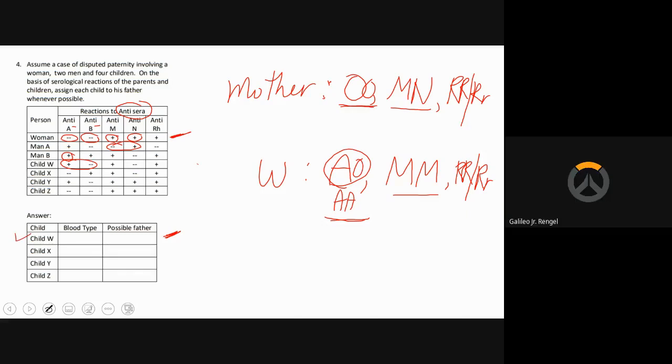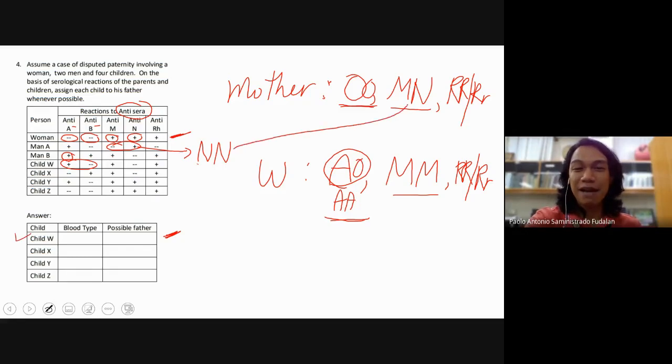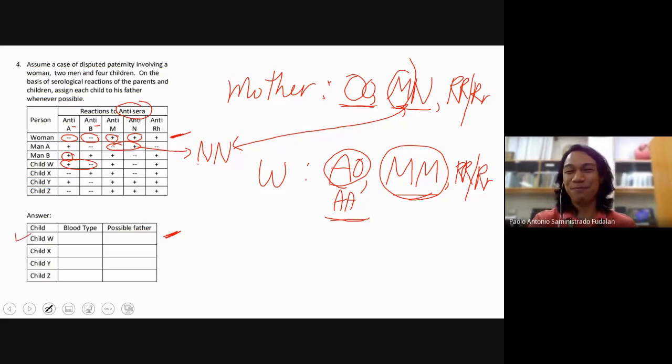I think no. Okay, because man A is type N, meaning he is NN only. And if you pair NN with MN, the mother could give the M, but what can the father give but just an N? And the child is an MM. So therefore, man A is not the father of child W, and it's man B who is the father of child W. So man B. All right. And then these are the blood types that we have here. That's just an example, and you can include that in your answers later on. And you figure out child X, Y, and Z for yourselves. Any questions?